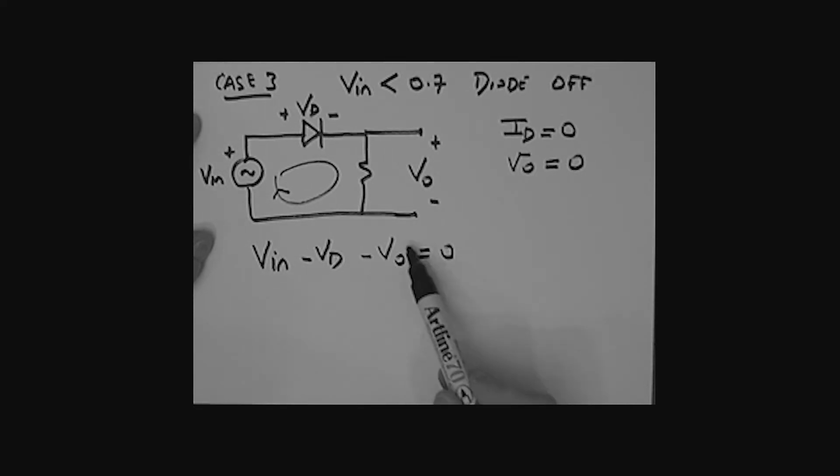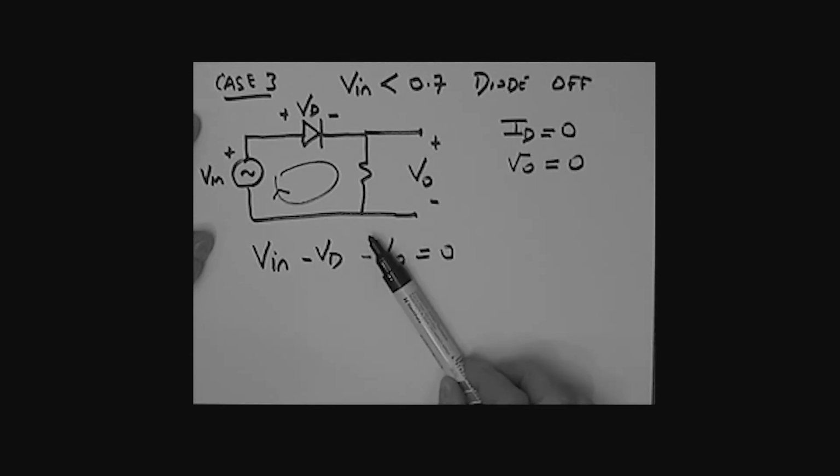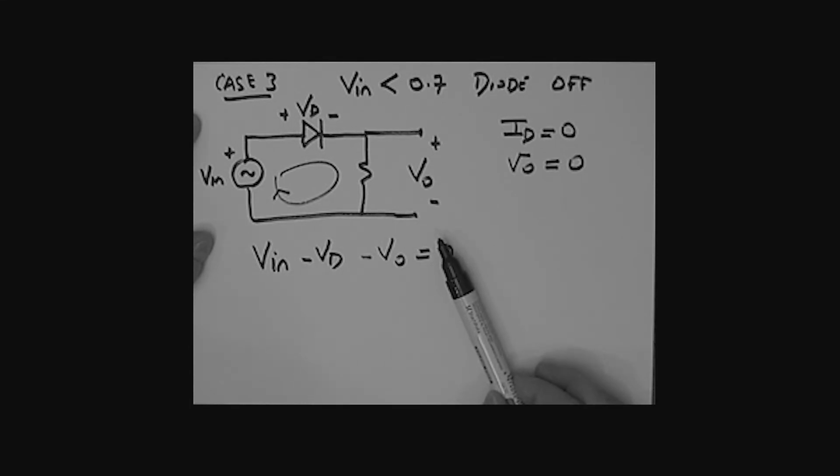Well, we know that VO is actually equal to 0. We don't know this value of VD, but we could find it if we put in a value of V in and solve the equation, noting that that term has in fact gone to 0. Didn't really need to take a loop in this case because the problem was pretty obvious.